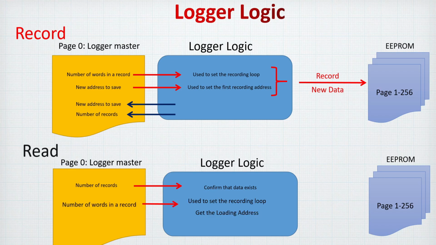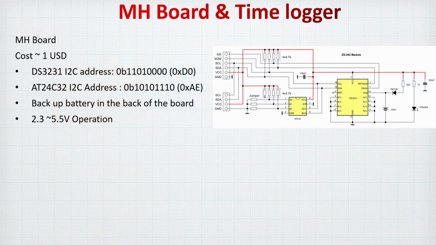After that, we are going to get the number of words in the record, and we use it first of all to set the reading loop, so how many bytes we need to read, and also to get the loading address. So using a little bit of simple math, we get both pieces of information, and using them we can start reading the data. That's the whole thing for version 1, which is a simplified version of recording and reading using a certain logic.